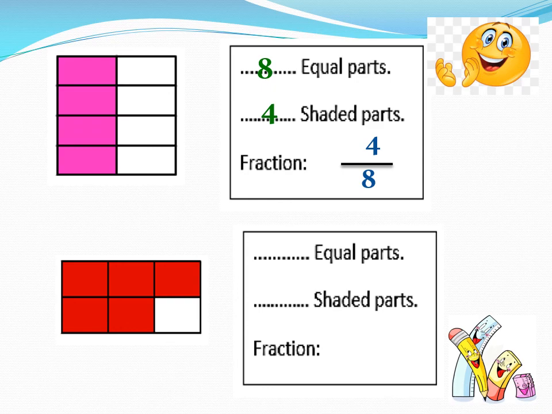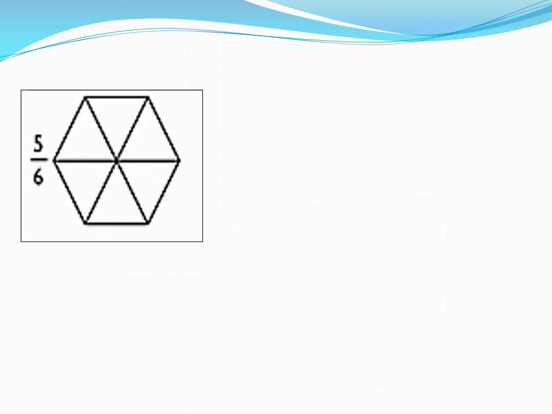How many equal parts? 1, 2, 3, 4, 5, 6. Excellent. And how many shaded parts? 1, 2, 3, 4, 5. Our fraction, the first step, I will make a line. Under the line, I will write the total of parts, 6. And above the line, I will write 5, the number of shaded parts.